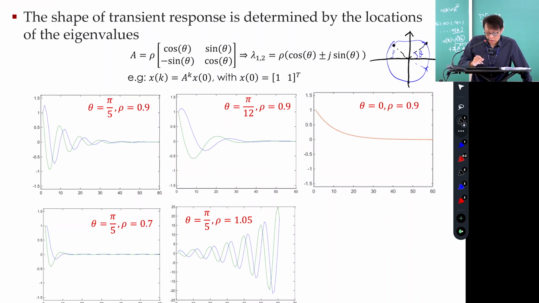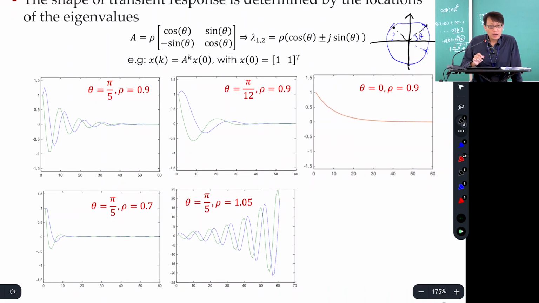Now I plot the x response as k gets bigger and bigger. There are two-dimensional x, so there are two figures here, but their behaviors are similar. And those are the parameters theta and rho that I used for each of the plots.